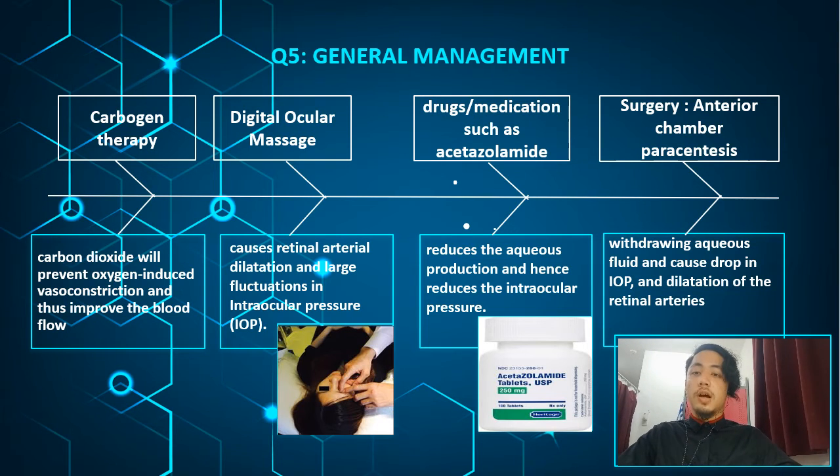We can use the carbogen therapy technique. Carbogen is actually a mixture of oxygen and carbon dioxide. It is believed that carbon dioxide can prevent oxygen-induced vasoconstriction. As it prevents this, it will increase the blood flow in our vessels while maintaining oxygenation at the retina. But the recovery from this technique was not significant yet.